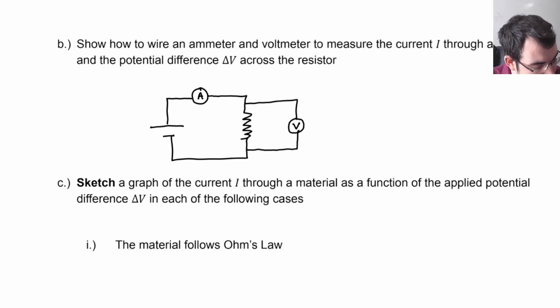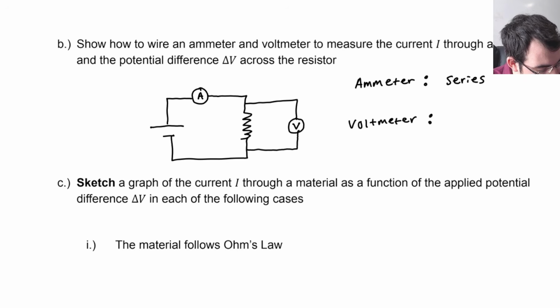So remember that the ammeter for current goes in series, and the voltmeter for potential difference goes in parallel.